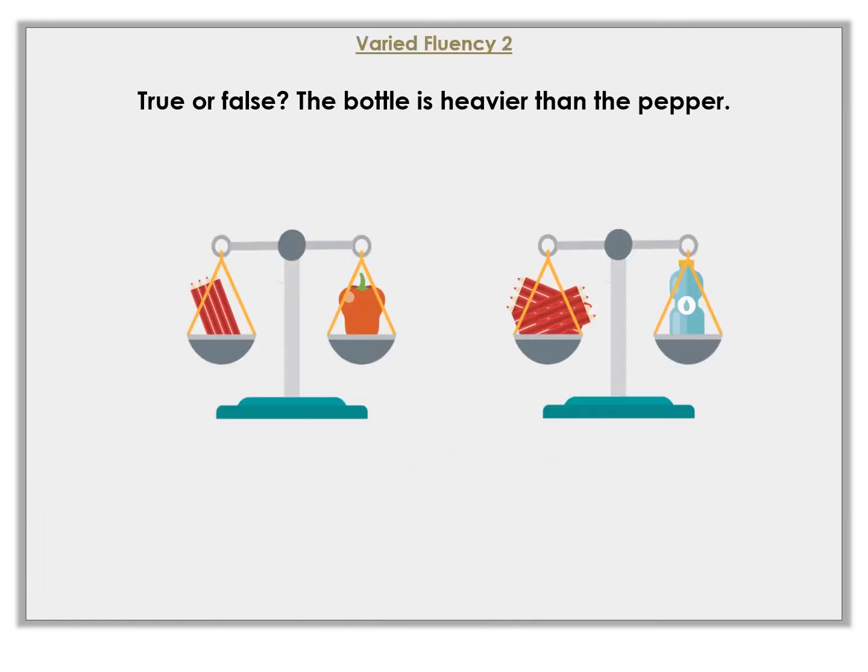Okay, true or false? The bottle is heavier than the pepper. So they have measured the mass of the pepper and the bottle by using pencil crayons. So you need to count the pencil crayons to see how much the pepper weighs and then how much the water bottle weighs to find out which one is heavier. Obviously, the more pencil crayons it takes to balance out the scales, the heavier the object. So pause it here and find out how many pencils the pepper weighs and how many pencils the water bottle weighs.